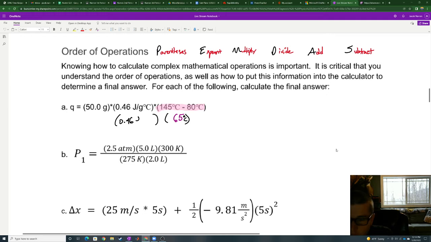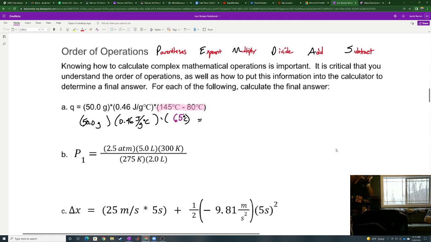So now you can just go in and do your multiplication, okay? Because you've done all the parentheses. So now I can just do 50 times 0.46, times 65. And then I end up getting my answer, because now it's just multiply, multiply, multiply. And so I end up getting 149.5.